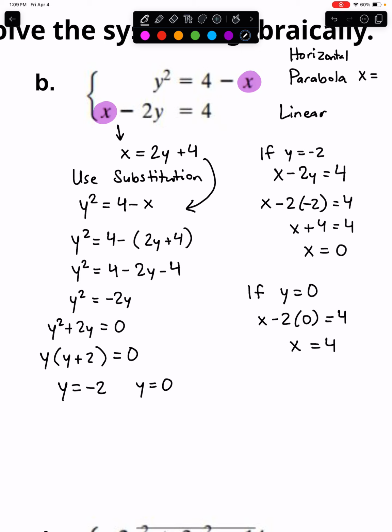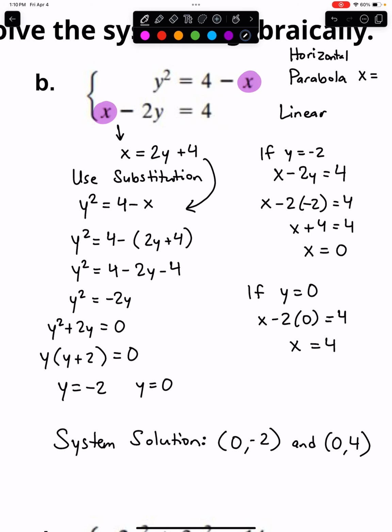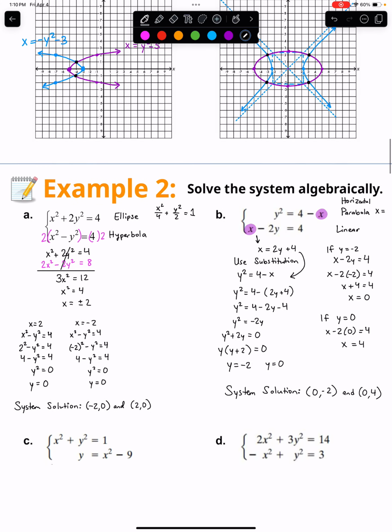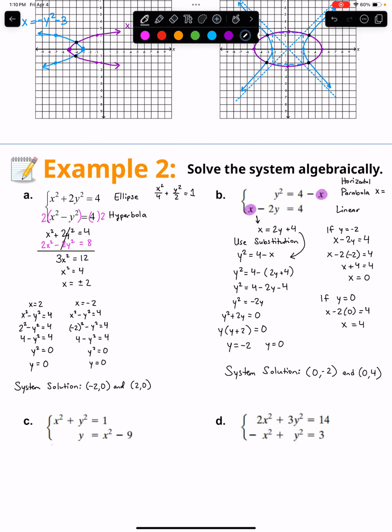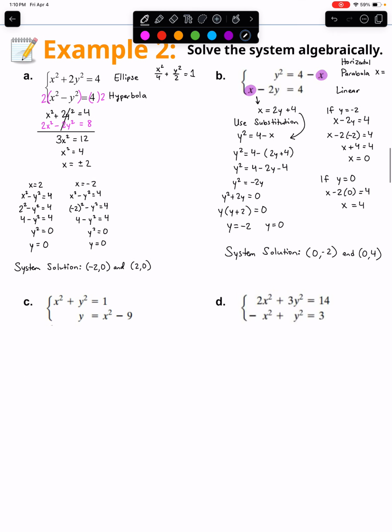So once again, here are two system solutions. And I have 0, comma, negative 2 and 0, comma, 4. Okay. All right. How about you try the bottom two? So you guys go ahead, pause, try these bottom two.